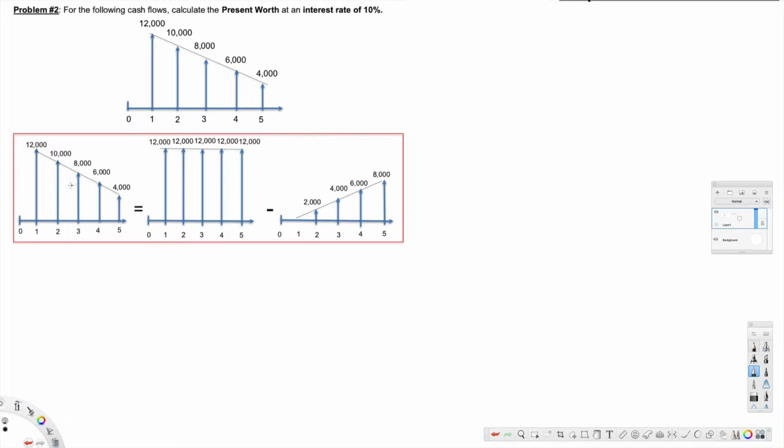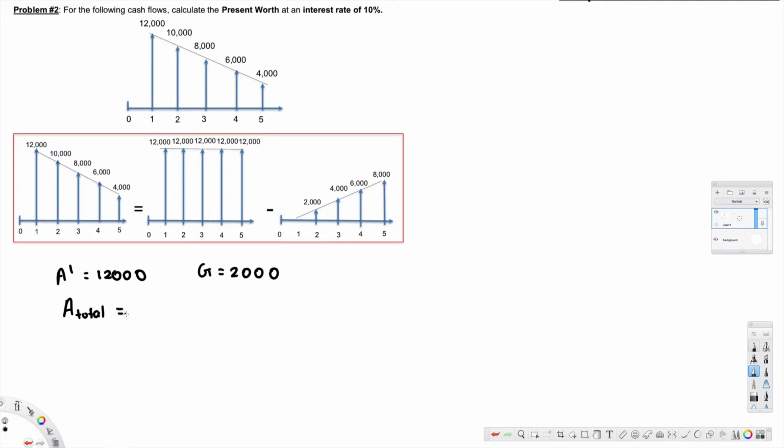Now first we know that here A prime is 12,000 and G is equal to 2,000. Now first we have to calculate the A total.